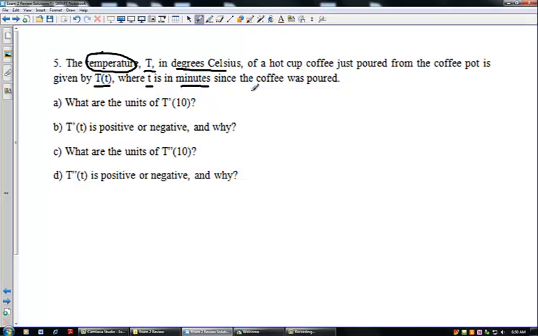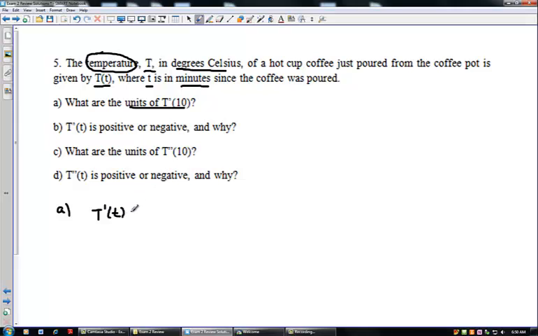Coffee coming out of the coffee pot is hot, and after it's poured, it cools to room temperature. And the first question is asking, what are the units of T prime of 10? Now the 10 really doesn't matter. They could have just said, what are the units of T prime of T? The 10 is basically what's happening after 10 minutes here.